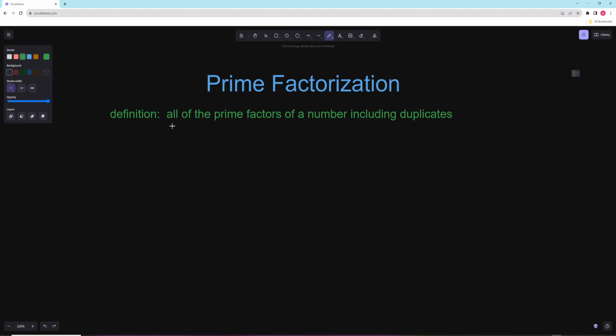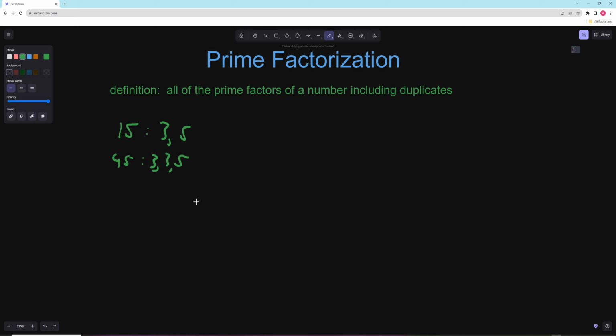So first of all, the definition: it's all the prime factors of a number including duplicates. What do I mean by that? Let's say we have a number like 15. It would basically be all of the factors, so it'd be 3 and 5. And what I mean by including duplicates is, let's say instead of 15, we had 15 times 3, so let's say we had 45 here. So this would be 3, 3, and 5. And so the prime factors would be all of these numbers.